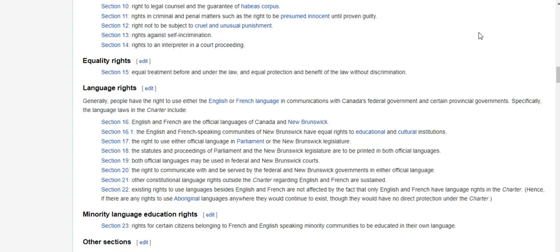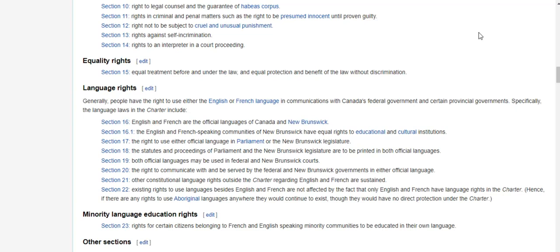Section 19. Both official languages may be used in federal and New Brunswick courts. Section 20. The right to communicate with and be served by the federal and New Brunswick governments in either official language. Section 21. Other constitutional language rights outside the Charter regarding English and French are sustained. Section 22. Existing rights to use languages besides English and French are not affected by the fact that only English and French have language rights in the Charter.